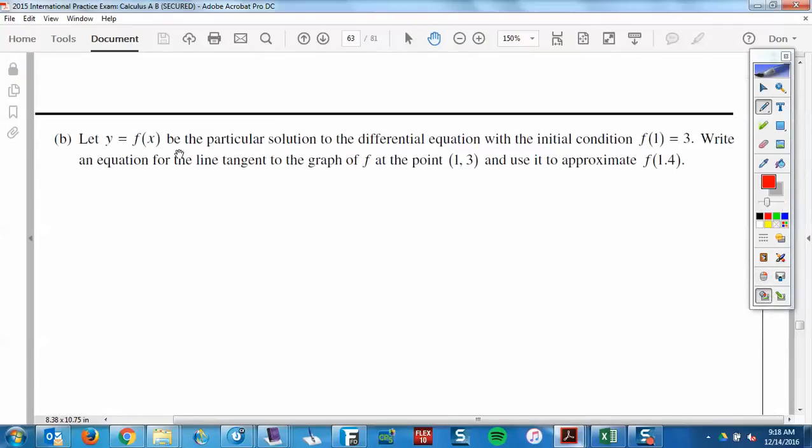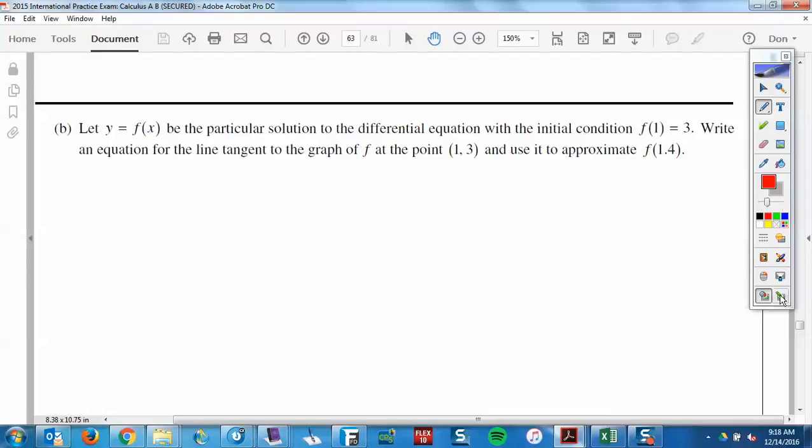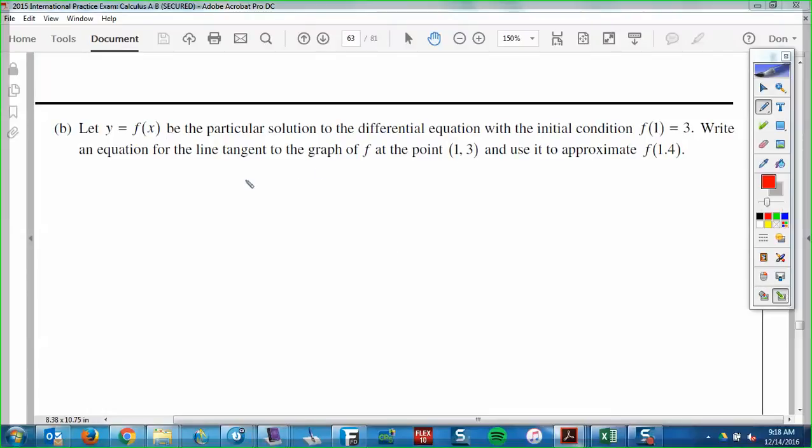And then they do this, and this is actually a problem we can do. This doesn't have anything to do with slope fields, but it does. We've talked a lot about equations of a tangent line. So this would be worth reviewing here real quick, and then this will be our last problem. Let y equals f of x be the particular solution to the differential equation with this initial condition. The differential equation was y prime equals x times y minus 1 over 4, right? That was the differential equation. And they've given us this initial condition.